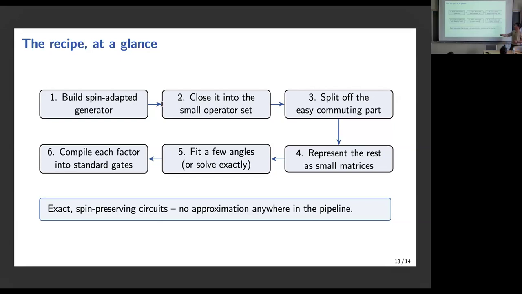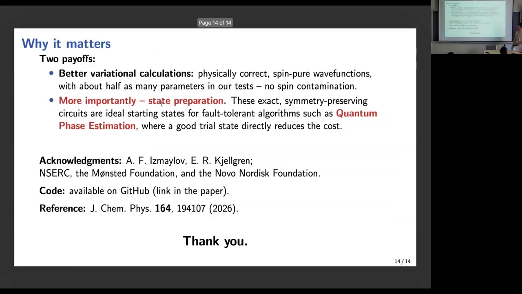So here's how you would do the whole thing. And the summary is that now you know how to build exact spin preserving circuits, and there's no approximation anywhere in the entire chain of steps. So you basically know that you've done things right.